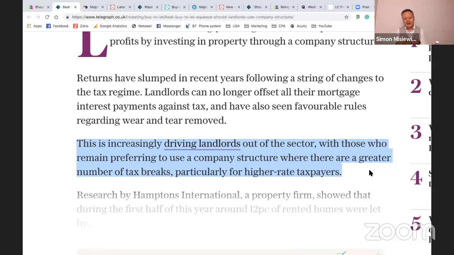What we're seeing here, ladies and gentlemen, and fellow landlords and property investors, is that we are not going to down tools on property investing. We're going to just find another tax framework known as limited companies, and that's what you're going to see going forwards.